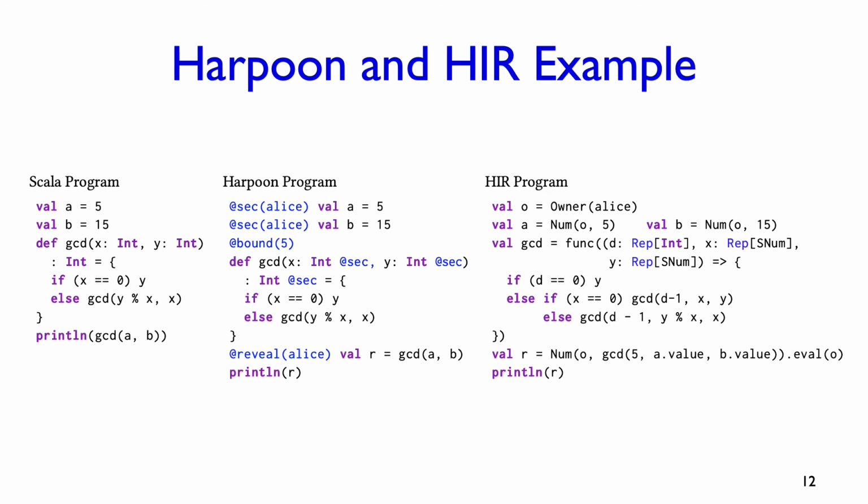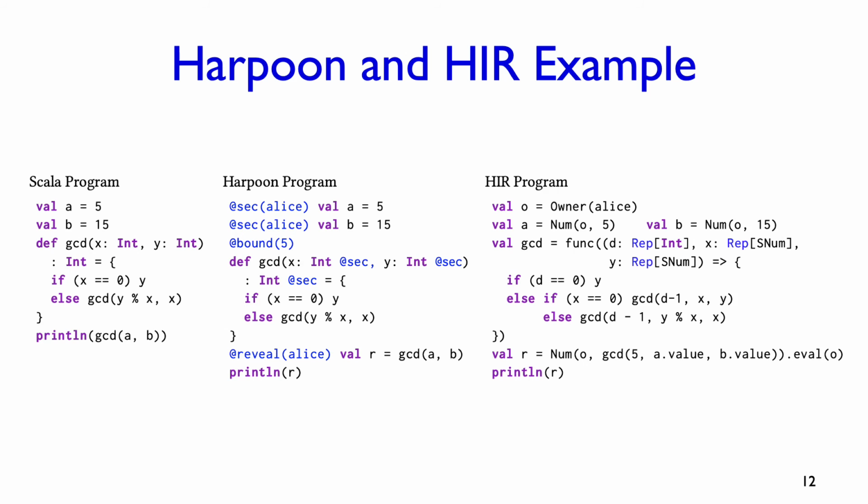Now let us look at an example of Harpoon and the equivalent HIR program. On the left, we can see a textbook implementation of the greatest common divisor GCD computation in Scala. In the middle, we can see the GCD implementation in Harpoon. For simplicity, the input values are shown to be constants. You can see Harpoon code is not too different from Scala code except for some special annotations.